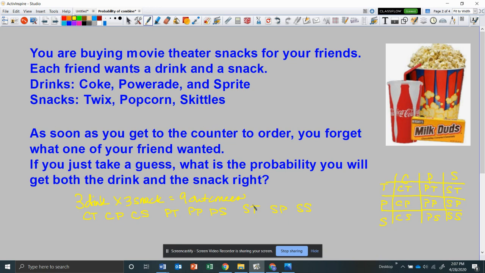Okay, so what's the probability you're going to get the right one? Well, there's only one of these combinations that's going to be right. So that's going to be 1/9. Okay. And I could ask you another variety of questions based on this.